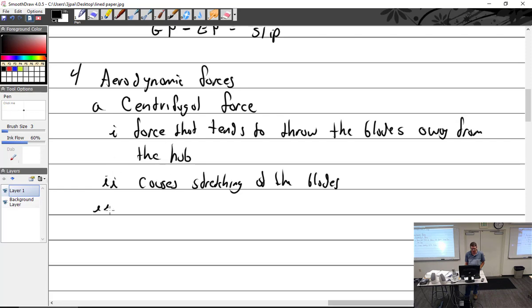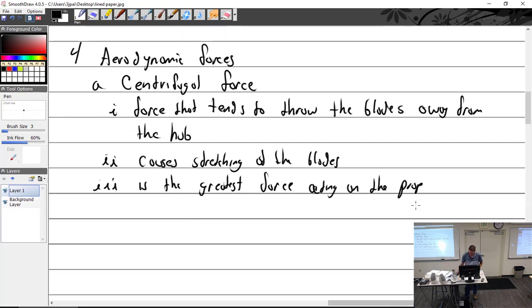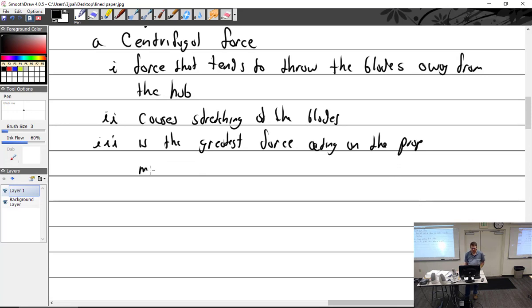All right, causes stretching of the blades. The greatest force acting on the prop may exceed 7,500 times the weight of the blade. And blades are really heavy.